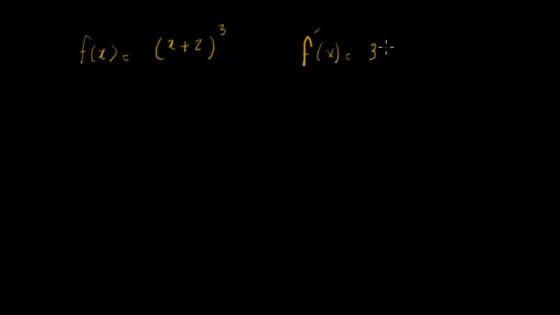The first derivative of this function is 3 times (x + 2) to the power 2, and the second derivative is 6 times (x + 2). Now, in order to find the concavity of this function, we will have to see where the first derivative is increasing and where it is decreasing.